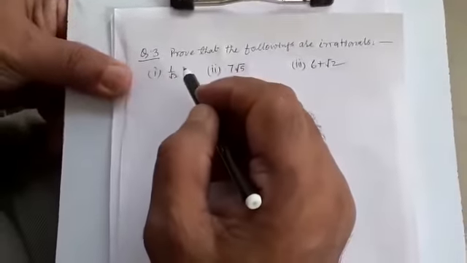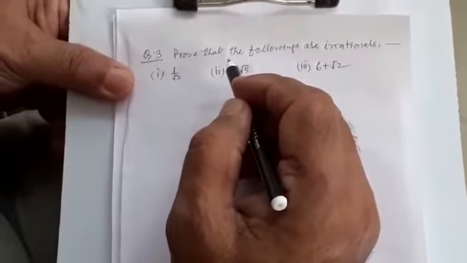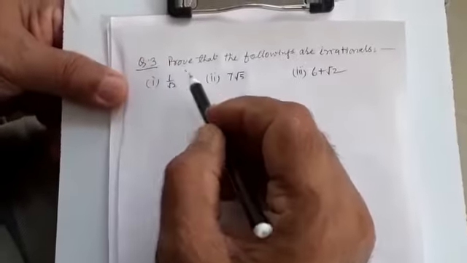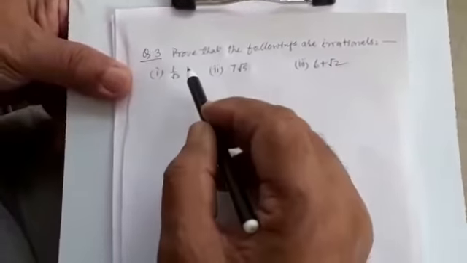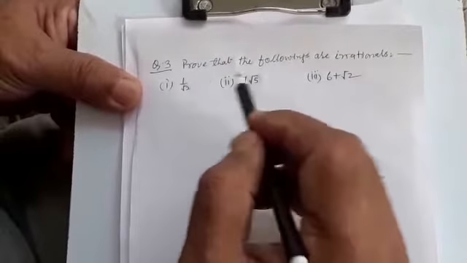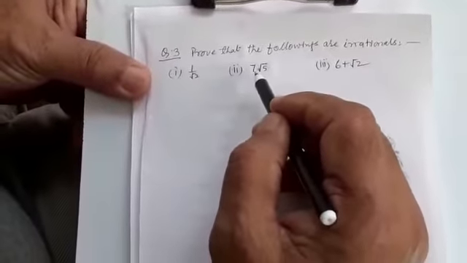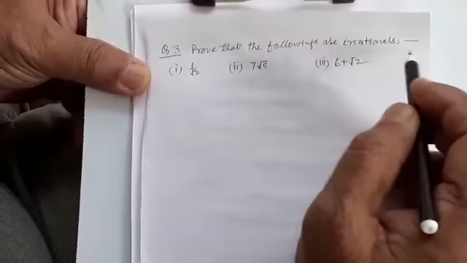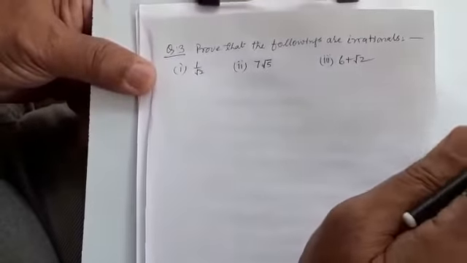Start question number 3 of this exercise 1.3. Here there are 3 parts in this question. First question is asking about 1 by root 2. In second, 7 root 5, and third one 6 plus root 2. We have to prove that these all are irrational numbers.